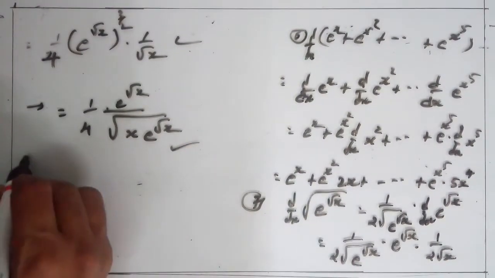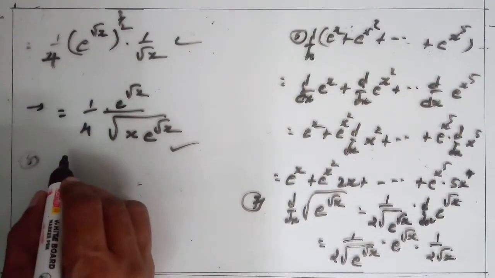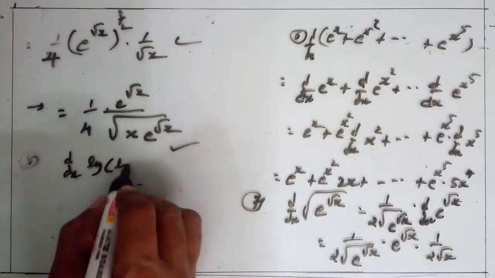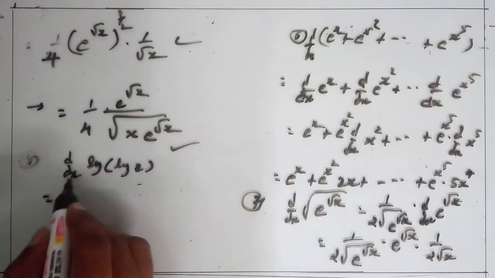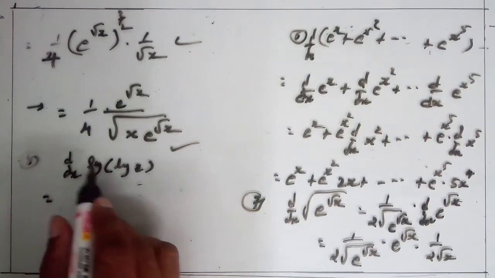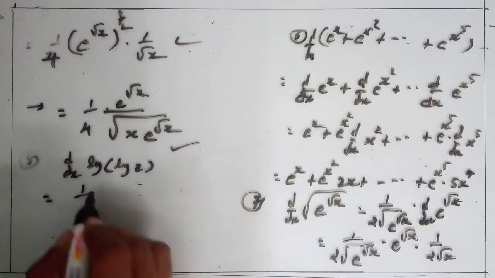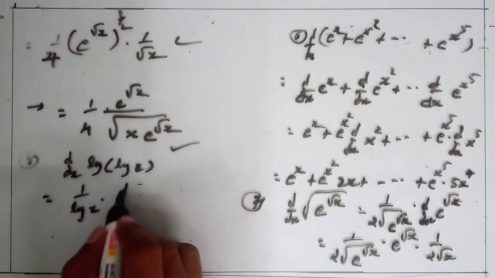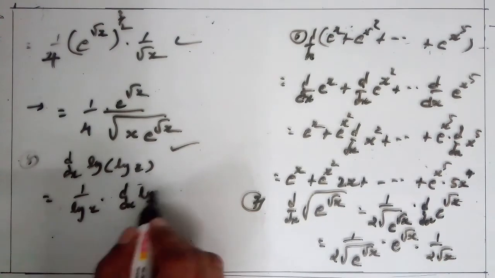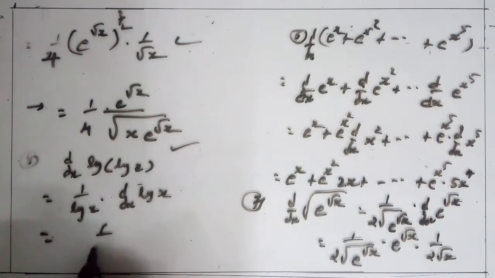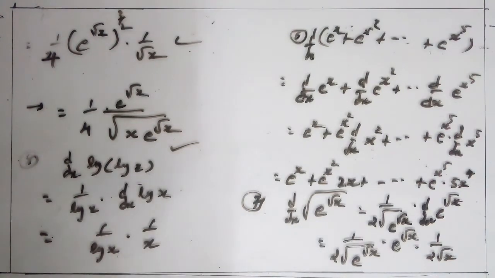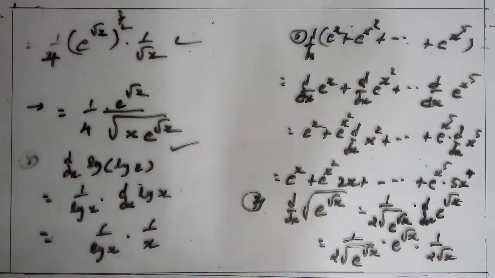Now question number 8. Find the derivative of log log x. We apply the chain rule here. First, the derivative of the outermost function, 1 upon log x, into the derivative of log x, d/dx of log x. So 1 upon log x into the derivative of log x, which is 1 upon x, into the derivative of x, which is 1. See, this is the answer. Clear?